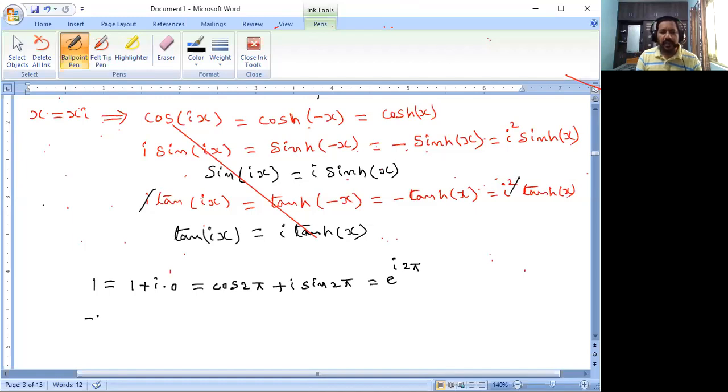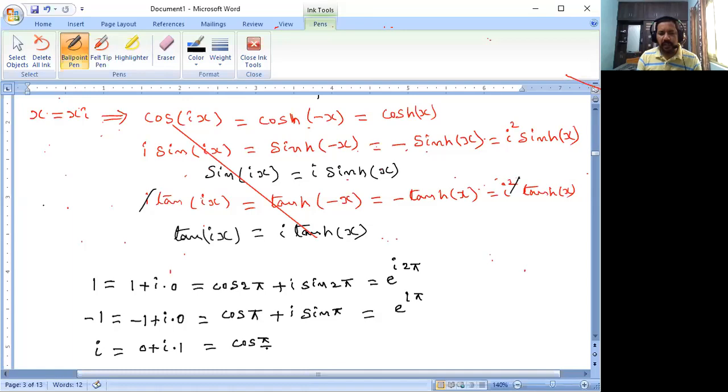Now minus 1. Minus 1 means how to write? Minus 1 plus i into 0. Now cos value is negative at 180 degrees. Cos pi plus i sin pi. Convert into Euler's form, you will get e power i pi. Next, purely imaginary part i, that is 0 plus i into 1. So 1 is possible in terms of sine at 90 degrees, taking both angles same. Cos 90 plus i sin 90. That value is e power i pi by 2.